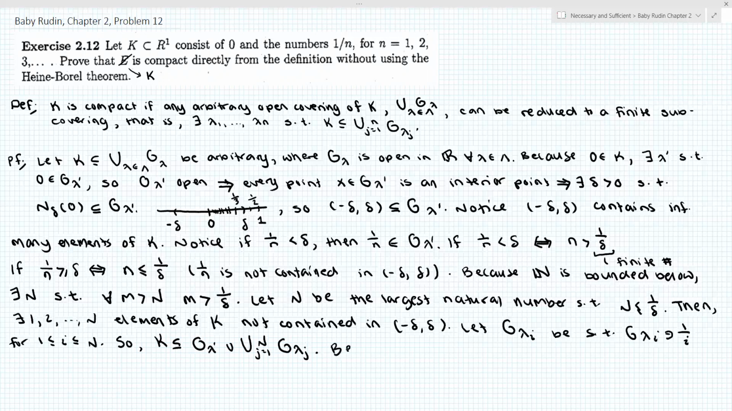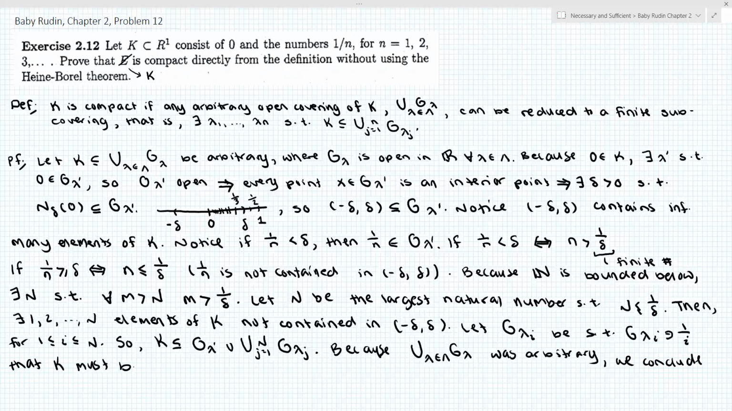So because the union over lambda in Lambda of O lambda was arbitrary, and we were able to reduce it to a finite subcovering of K, we conclude that K must be compact. And this completes the proof.